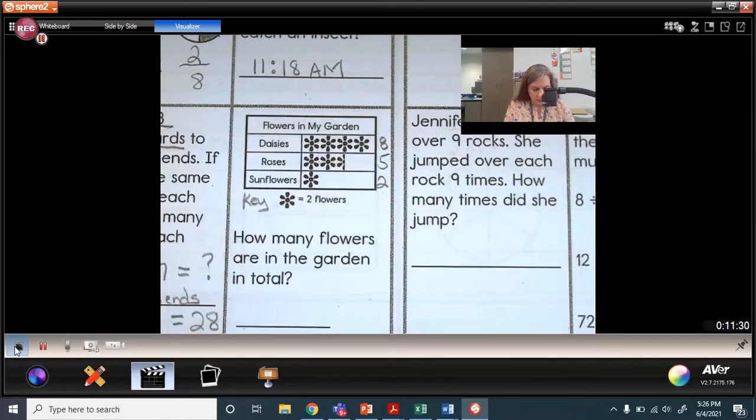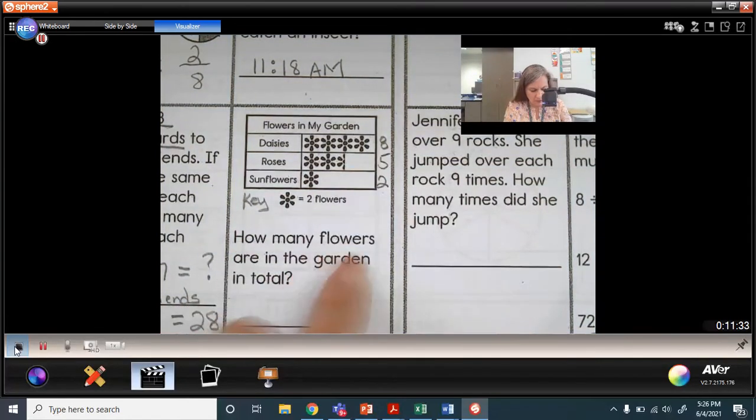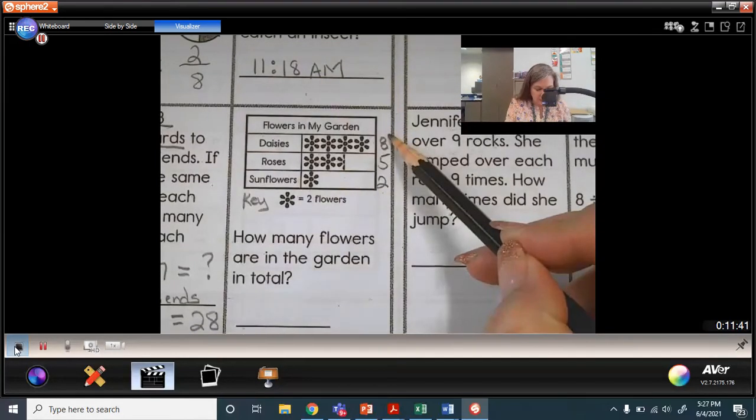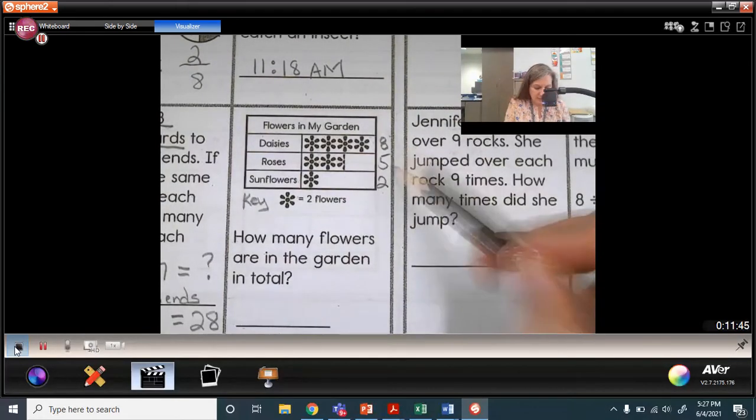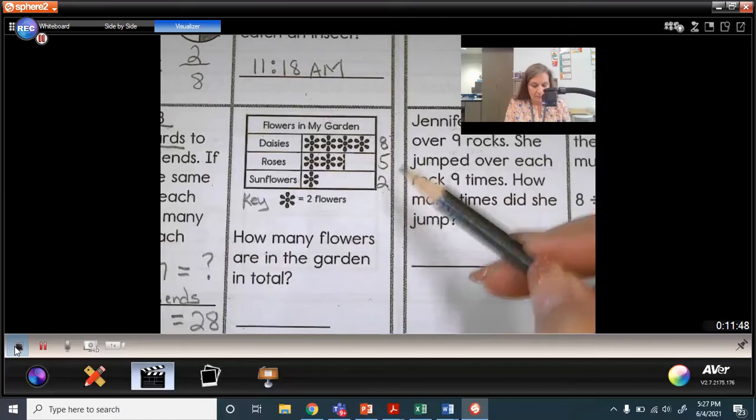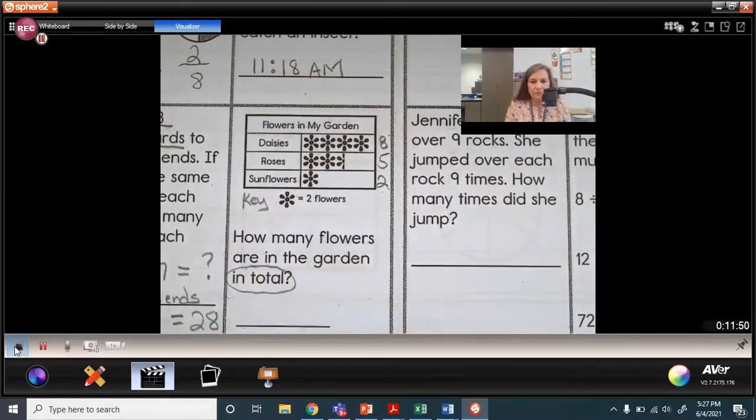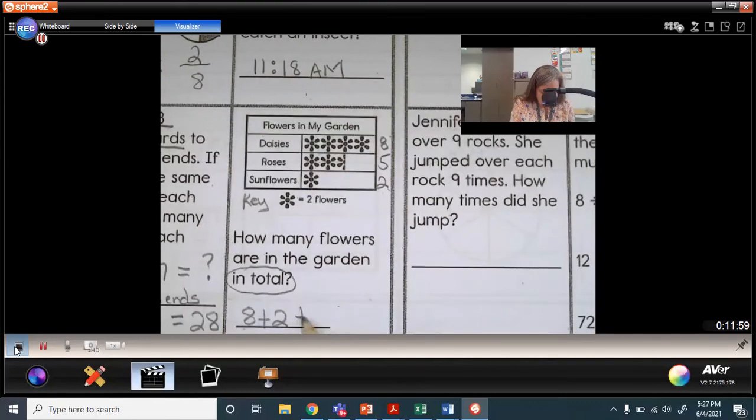Now my question asks me, how many flowers are in the garden in total? So, hey, I already have this pretty much figured out. Because if I take my daisies, which are 8, my roses, which are 5, and my sunflowers, which are 2, I get my total by doing what? Right, adding them together. So I add 8 plus 2, because I like 10s, and 8 and 2 makes 10, and 5 more makes 15. So her total flowers are 15 flowers.